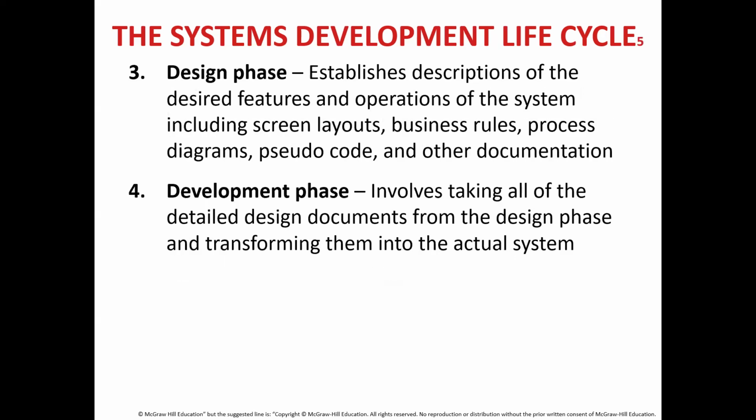System design phase. It establishes the descriptions of the desired features and operations of the system, including screen layouts, business rules, process diagrams, pseudocode, and other documentation. The design phase is a stage where software developers define the technical details of the product. Depending on the project, these details can include screen designs, databases, sketches, system interfaces, and prototypes.